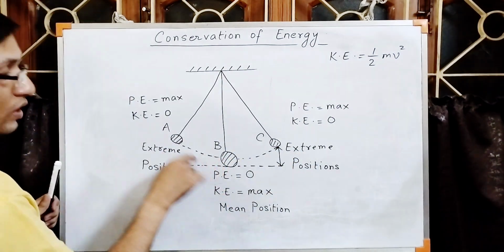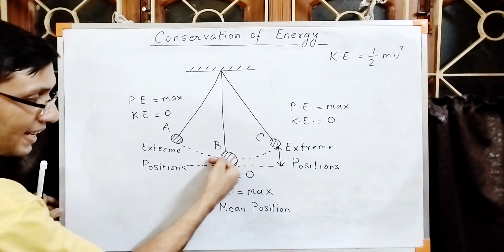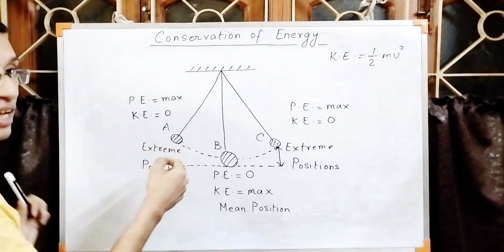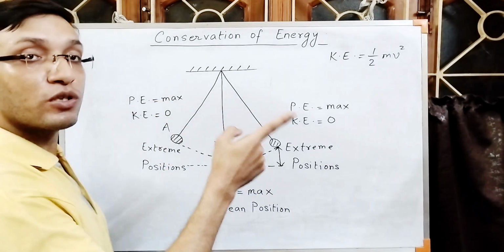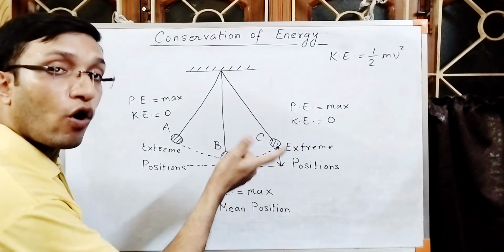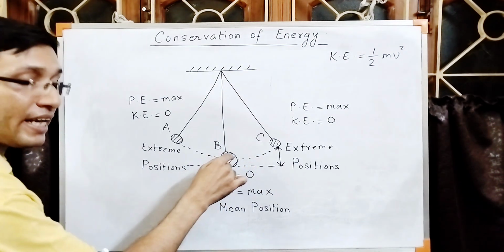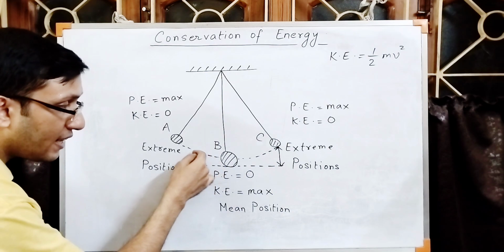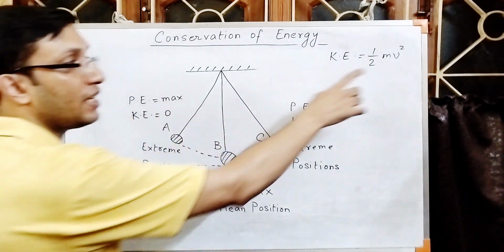Right? So the restoring force acts in this direction and the body has a tendency to go in this direction. That means force and displacement are acting opposite to each other, right? Now when force and displacement are acting opposite to each other, then the velocity of the bob keeps on decreasing, and finally when again it reaches A, its velocity becomes 0.